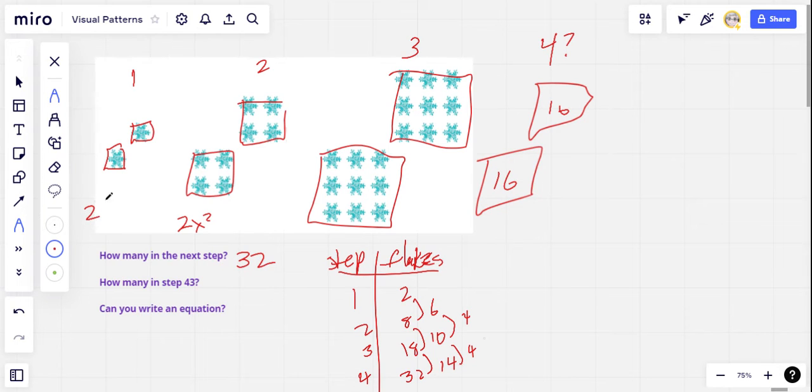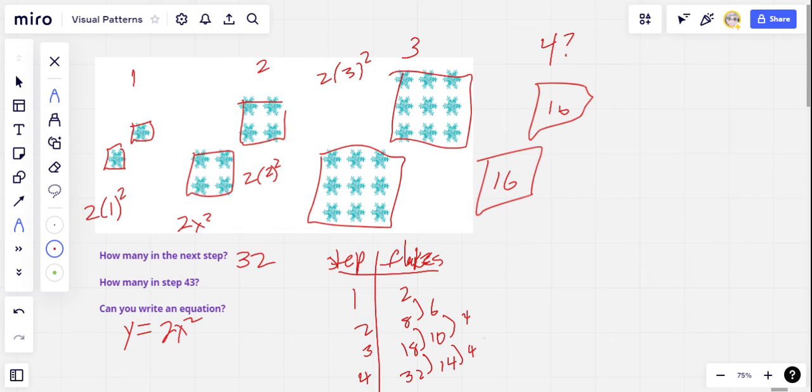So if I put in 2 times, and x is the step number, so I'll put in 1 here in step 1, 2 times 1 squared, well, 1 squared is 1, times 2 is 2, and that's how many snowflakes we get. If I put in step 2, 2 times 2 squared, well, 2 squared is 4, times 2 is 8, that's what we've got. How about in step 3? 2 times 3 squared, well, 3 squared is 9, times 2 is 18. Yeah, this is working out. So I think we can be pretty confident that our equation is y equals 2 times x squared.